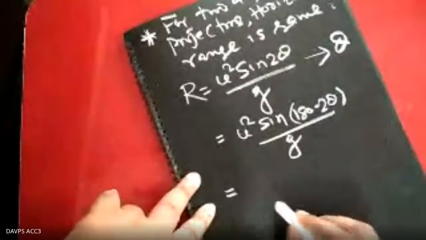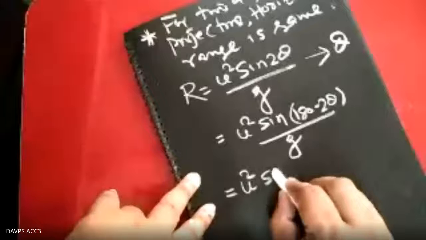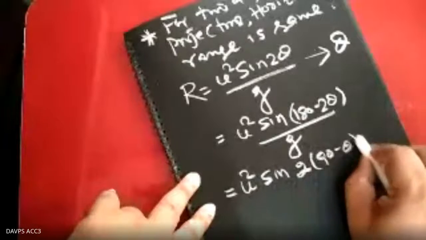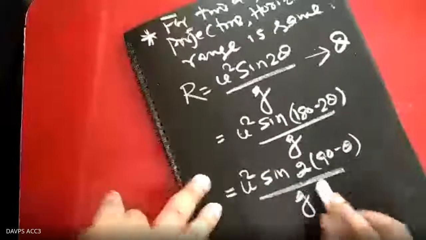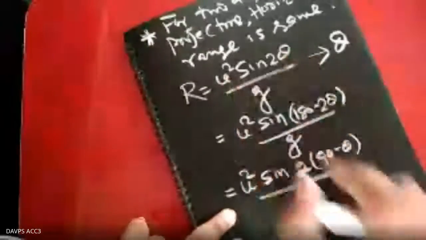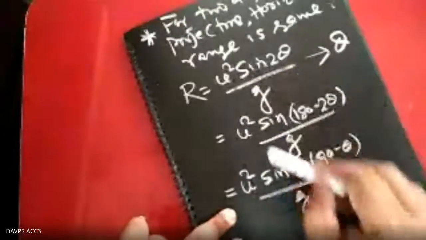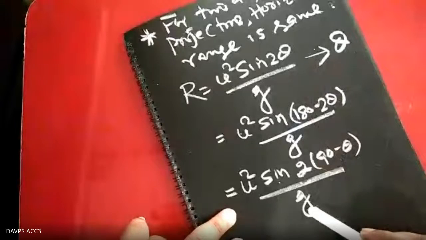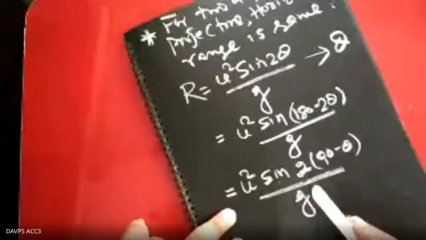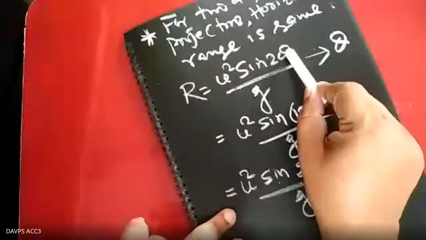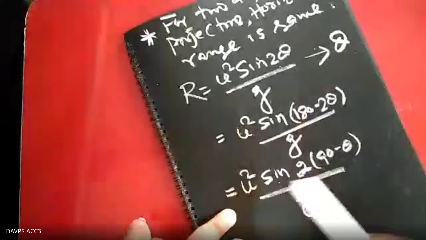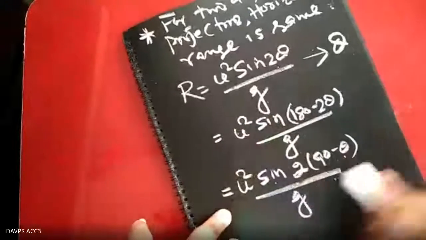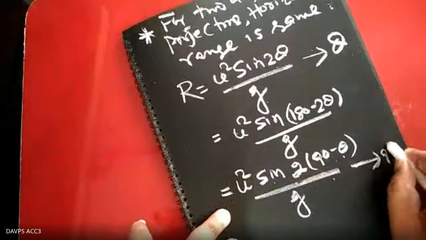And again, this can be equal to U square sine, if you take 2 common, the remaining is 90 minus theta, by G. So we are writing this expression in the form of U square sine 2, in place of theta, you are placing 90 minus theta, by G. Means here, in this case, theta is the angle of projection, horizontal range is R. In this case, 90 minus theta is the angle of projection, horizontal range is R. So here the angle of projection is 90 minus theta.